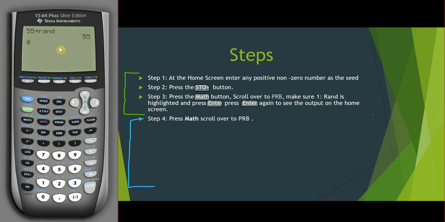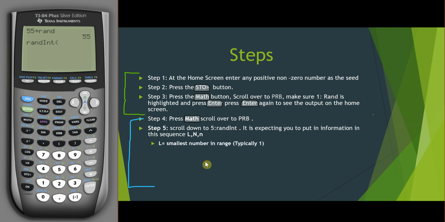Now, to generate a random number, you have to go back to the math menu, so hit the math button, go to the probability menu, scroll down to option 5, or hit the button 5 on the calculator. Either one works. Next, it is expecting you to put in information in the sequence L, N, N. L is the smallest number in the range, N is the biggest number in the range, and N is the number of random numbers to generate.